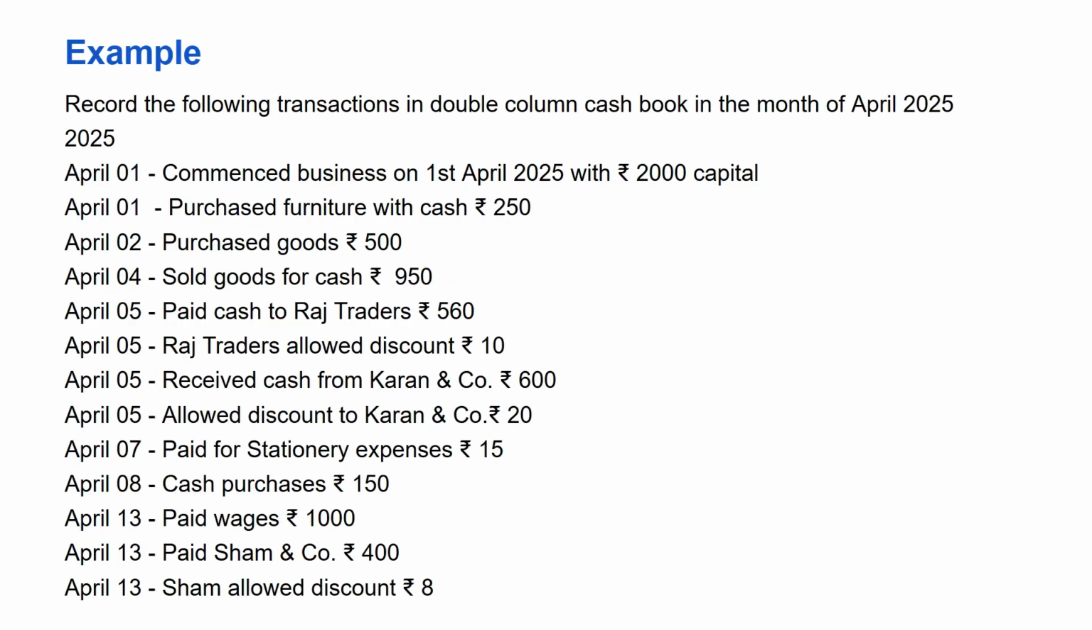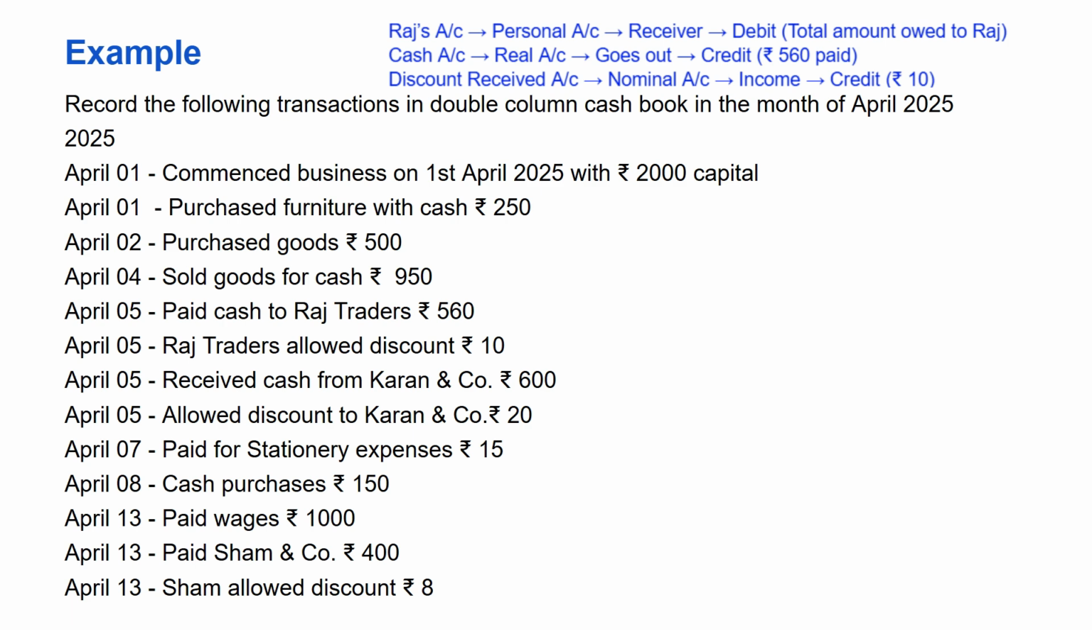Next, April 5, paid cash to Raj Traders rupees 560. And the next transaction is April 5, Raj Traders allowed discount rupees 10. It is one transaction. So here the accounts affected are Raj Traders account, cash account and discount received account. Raj Traders account is personal account and Raj Traders is the receiver, so it is debited. And cash account is real account and cash goes out of the business, so it is credited. And discount received is a nominal account because it is income, and credit the income.